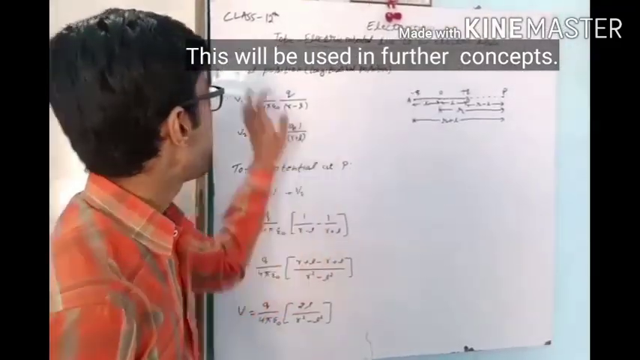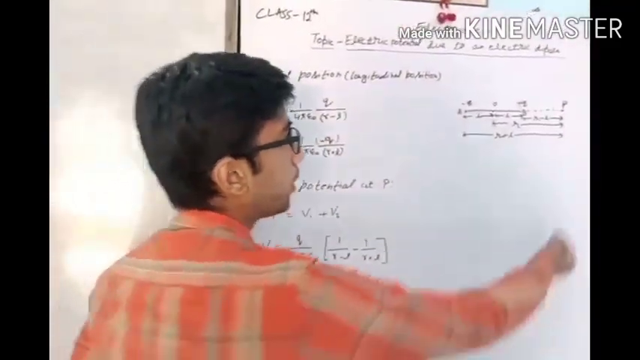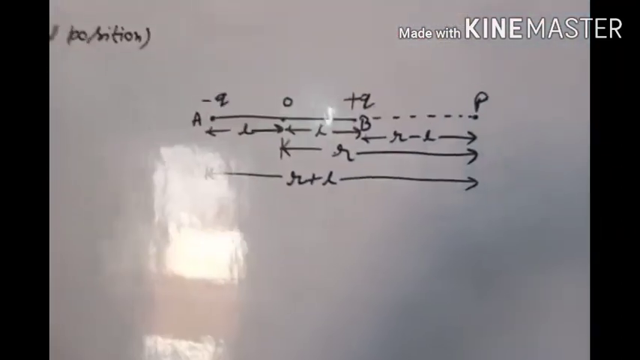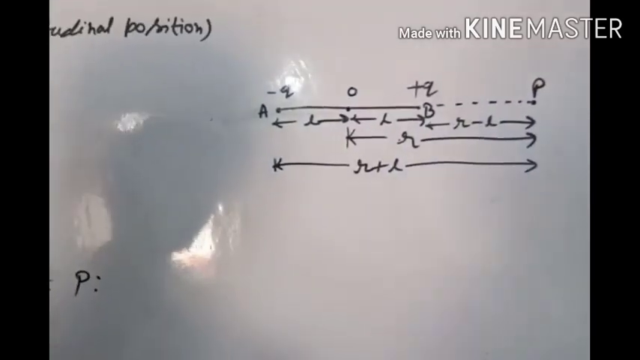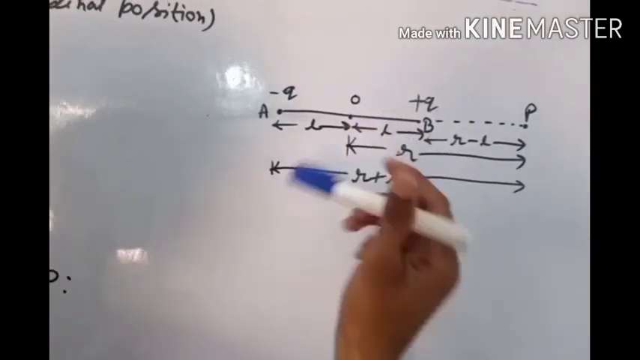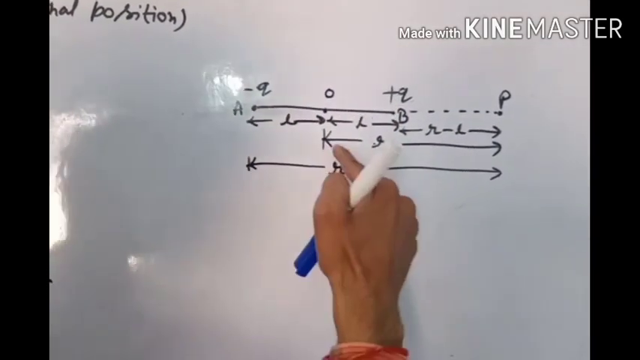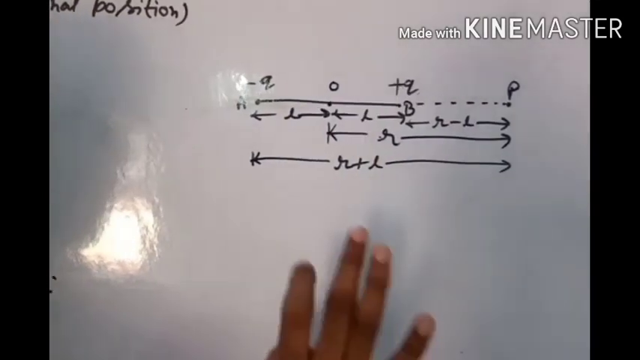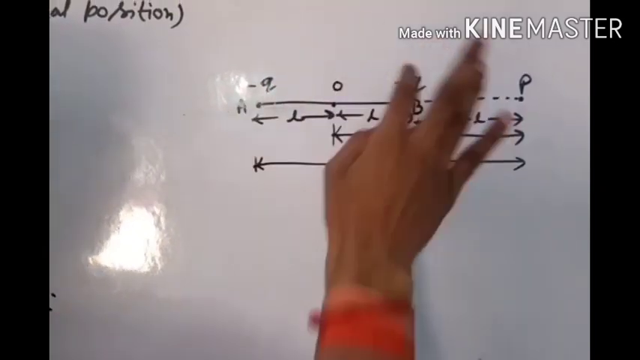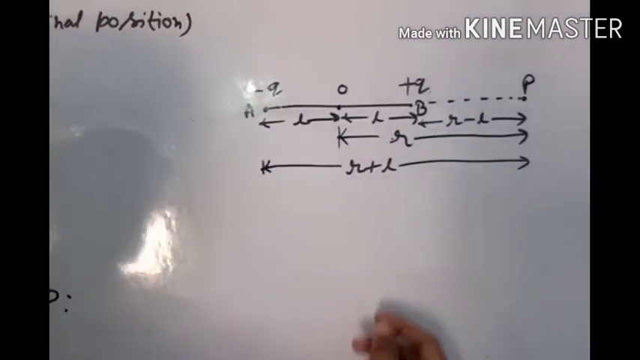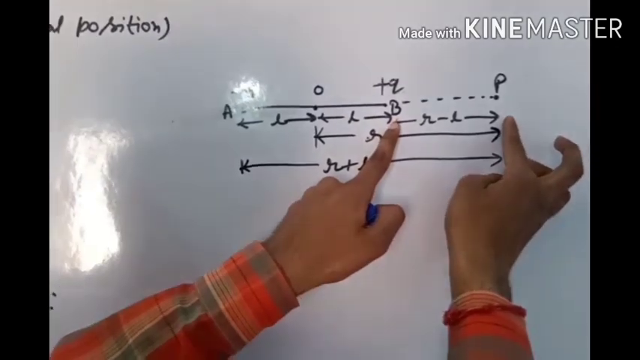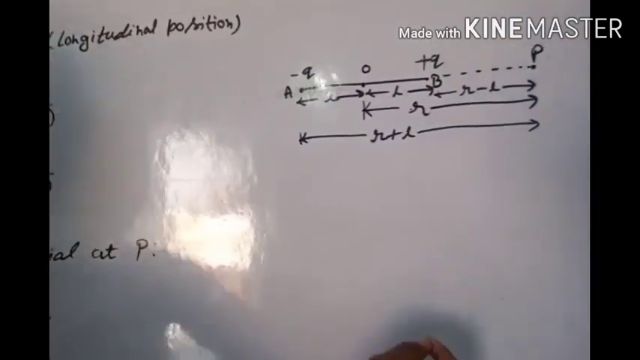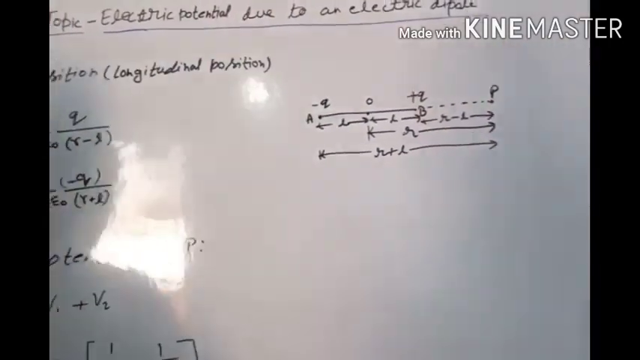So next is the axial position. There is a point P lying on the axis of this dipole. The distance of this point P from the midpoint O of the dipole AB is R. The dipole length is 2L and the charges in the dipole are minus Q and plus Q. This is R, so this will be R minus L, and this will be R plus L. We have to find the total potential at this point P.